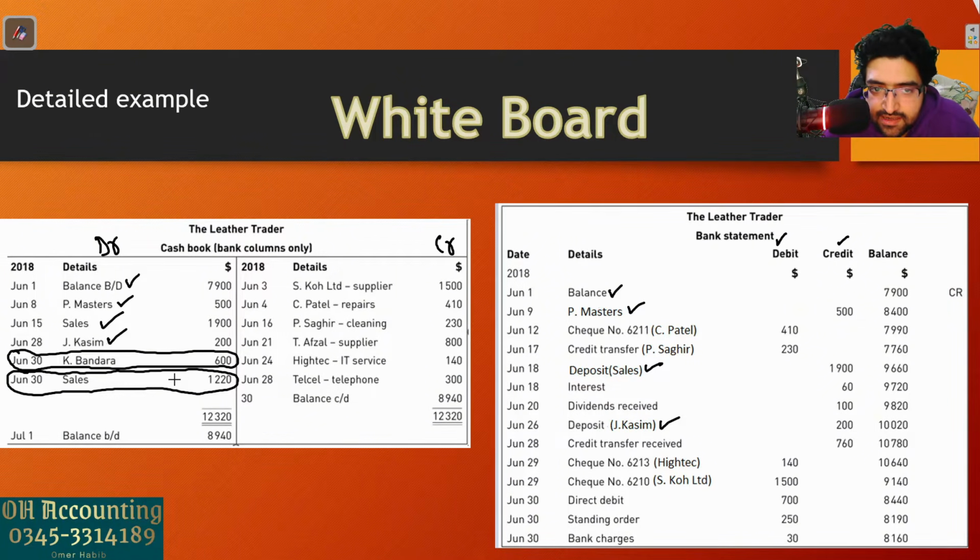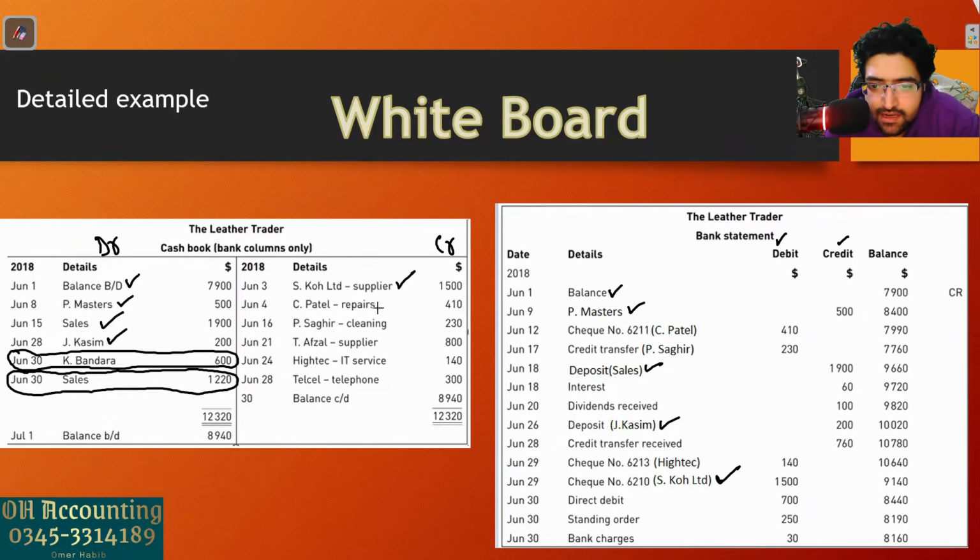Okay, so we have circled these. Now let's compare the credit side of the cash book with the debit side of the bank statement. S.Co Limited supplier 1500. Let's find 1500. Yes, it's there. Look at the detail. See, the dates are very different, but the transaction is present. So just take this. It's there.